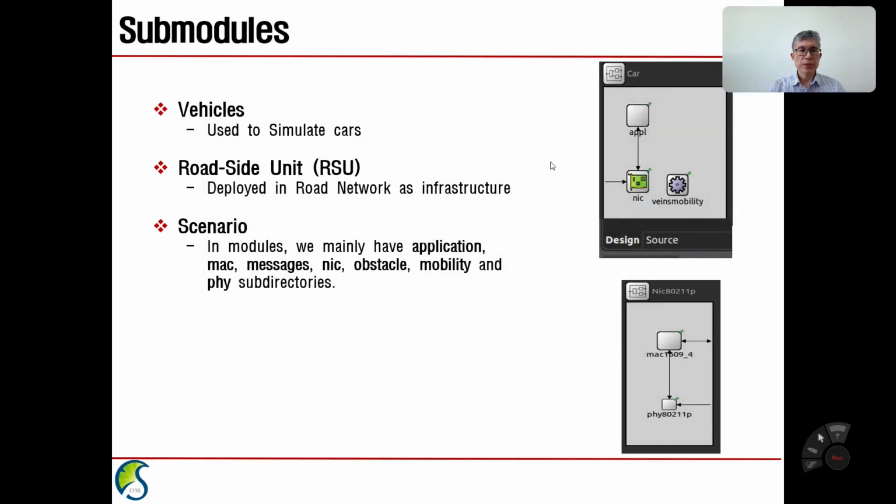And this figure shows the OMNeT++ module for the car and the network interface. So the NIC 802.11p is DSRC, dedicated short range communication. So this is the PHY and this is the MAC. This is actually 1609.4, the MAC protocol for DSRC and the WAVE protocol. WAVE stands for wireless access in vehicular environments.